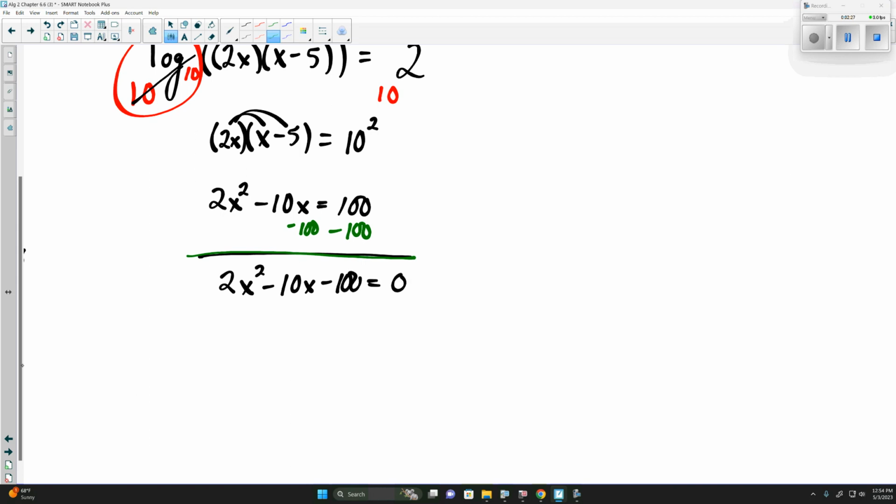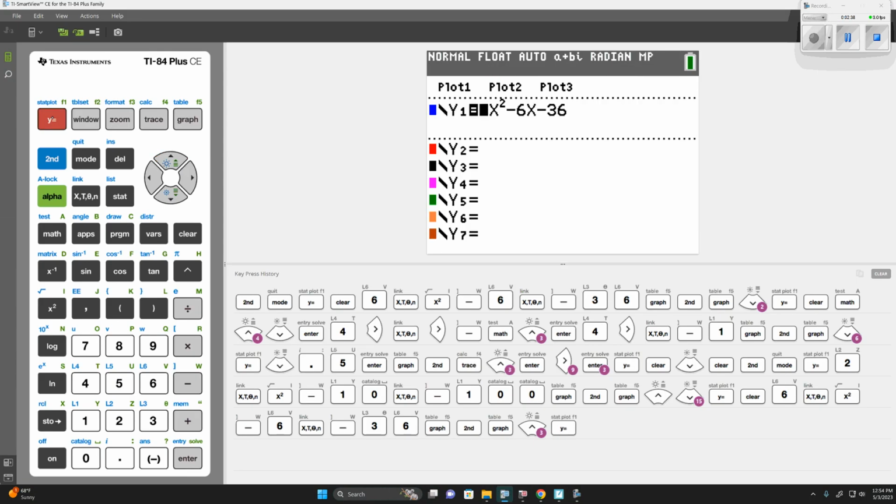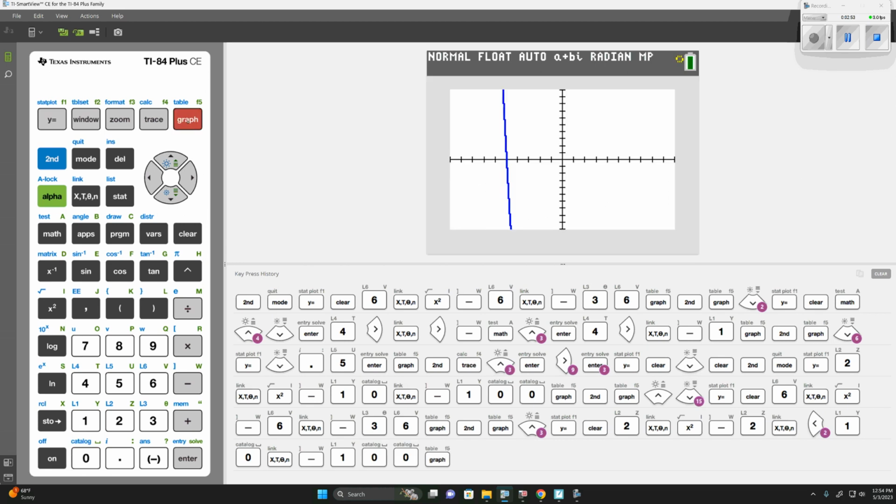Now at this point here, we could try graphing or factoring. Which one do we want to do? Graphing. So we can grab the graphing calculator. Y equals, clear this out. So we have 2x squared minus 10x minus 100, and hit graph. Well, we do see that it crosses the x-axis in 2 spots.